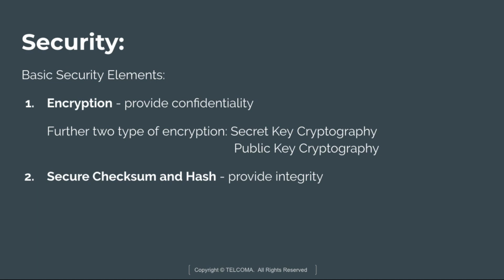So secret key cryptography is symmetric key encryption. Here, the sender and receiver agree on a shared secret key that is used to encrypt and decrypt the information exchanged. Examples of secret key cryptography are the Advanced Encryption Standard, the Data Encryption Standard, the International Data Encryption Algorithm, and Rivest Cipher 4. So these are the various algorithms that we can use in secret key cryptography.